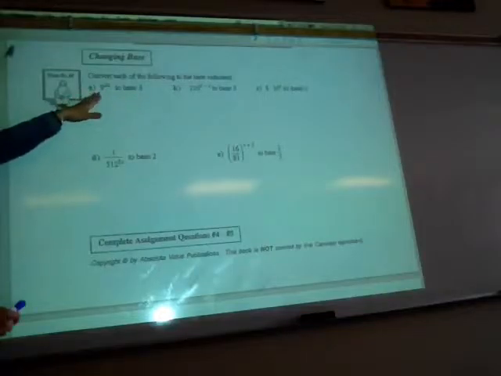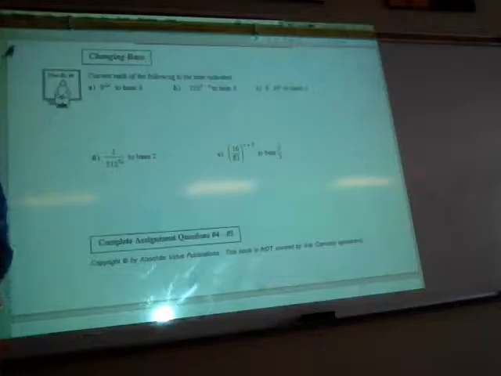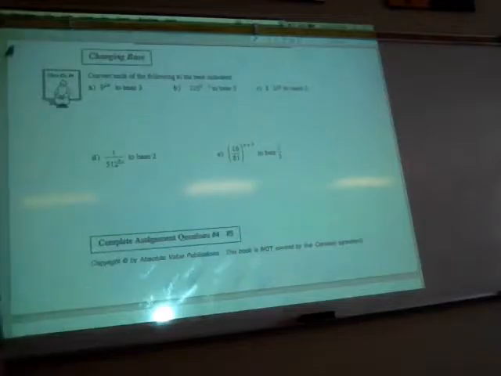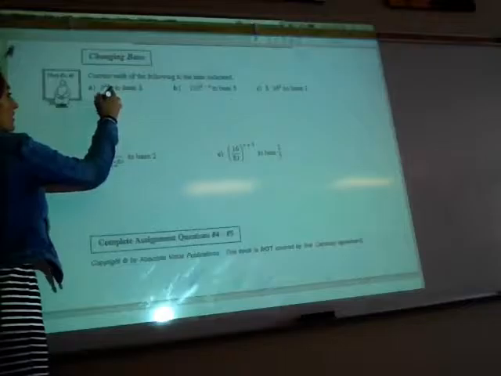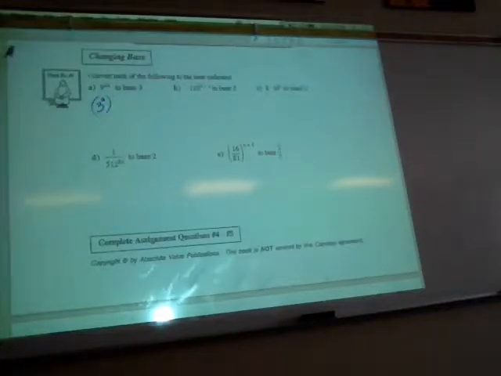For example, they want 9 to the power of 2x, and you have to change it to base 3. So instead of having a base of 9, they're saying we want a 3 there. How can we change a 9 into a 3? You could divide by 3, but we're dealing with exponents. Close. 3 squared is the same as 9, right? So we've changed the base to 3.